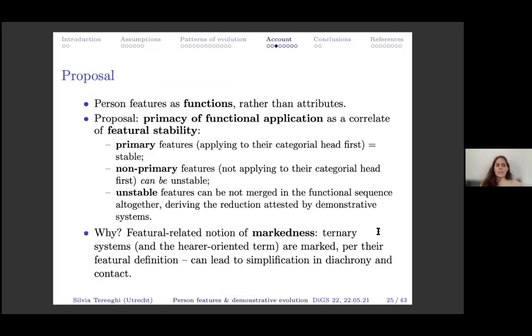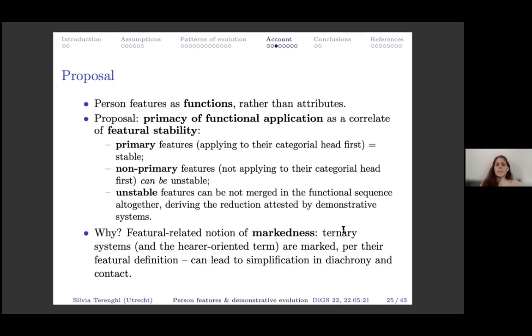So my proposal is that this follows from the nature of person features and from structural considerations. Specifically, Harbour's person features denote actions on a lattice. So they are actually functions. They apply to a head, either straightforwardly or through the composition of the other feature to the head. And so this crucially makes the ordering of composition meaningful. This is in sharp contrast with the traditional predicative features, which work more or less as a collection of attributes, so they're commutative. So, granting this, my proposal is that primacy of functional application to the pi high head predicts featural stability.